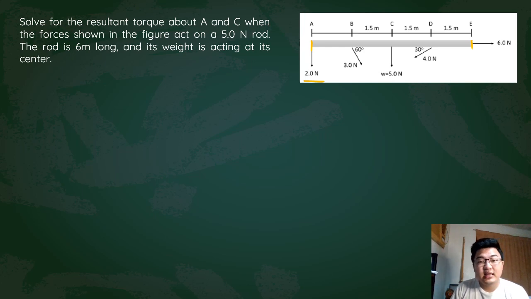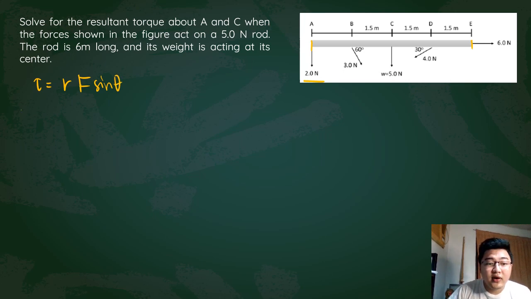Force B is exerted at 60 degrees. Force D is exerted at 30 degrees. And at point E, you have a 6 Newton force. What we are asked here is to solve for the total torque. Of course, the resultant torque will be the sum of all of the torques acting on the object. So first, remember that to solve for torque, torque is equal to your lever arm times force sine theta.